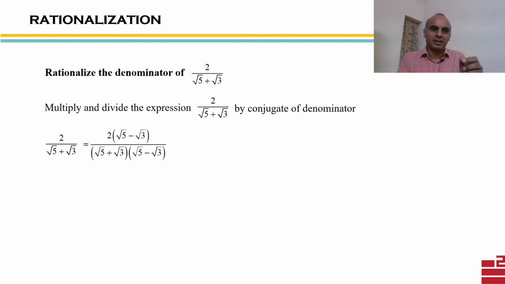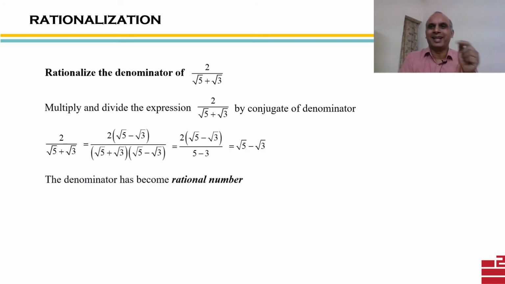So we get something like this. And if you calculate it still further, you will get 2 into root 5 minus root 3 divided by 2. And the 2 and 2 cancel, we finally get root 5 minus root 3.